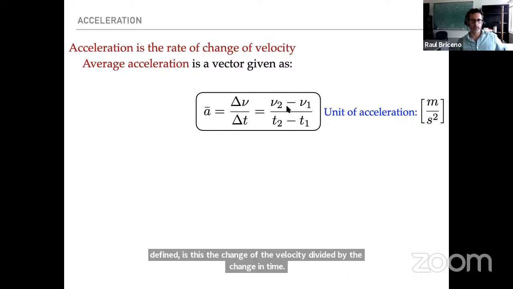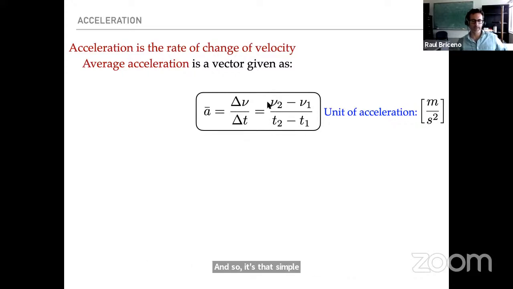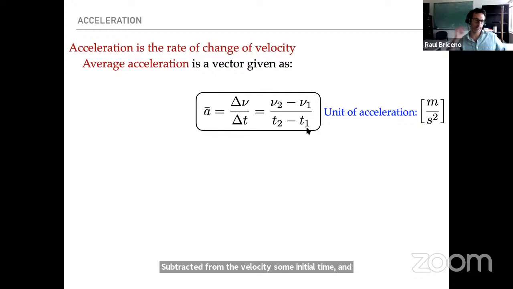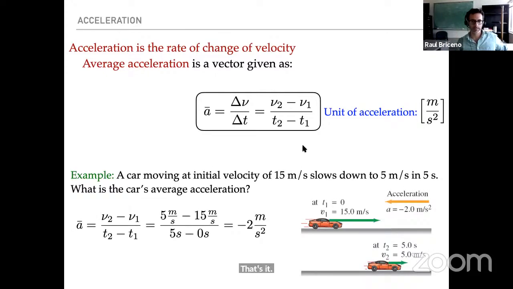And so it's that simple. You just grab the velocity at some later time, subtract it from the velocity at some initial time, and divide it by the change in time. That's it. Nothing crazy. For example, imagine I have some car that is moving at 50 meters per second and it slows down to 5 meters per second in 5 minutes. Then what would be the average acceleration of the car?